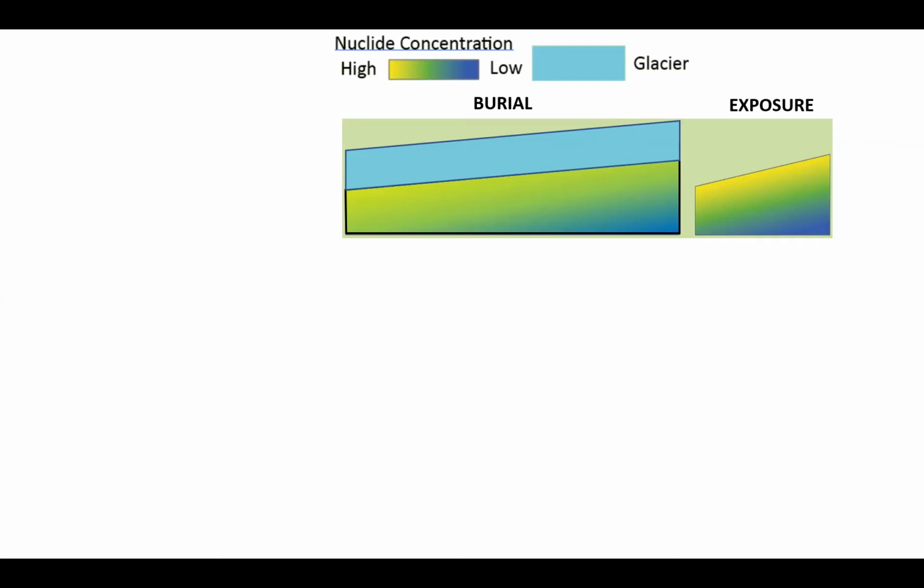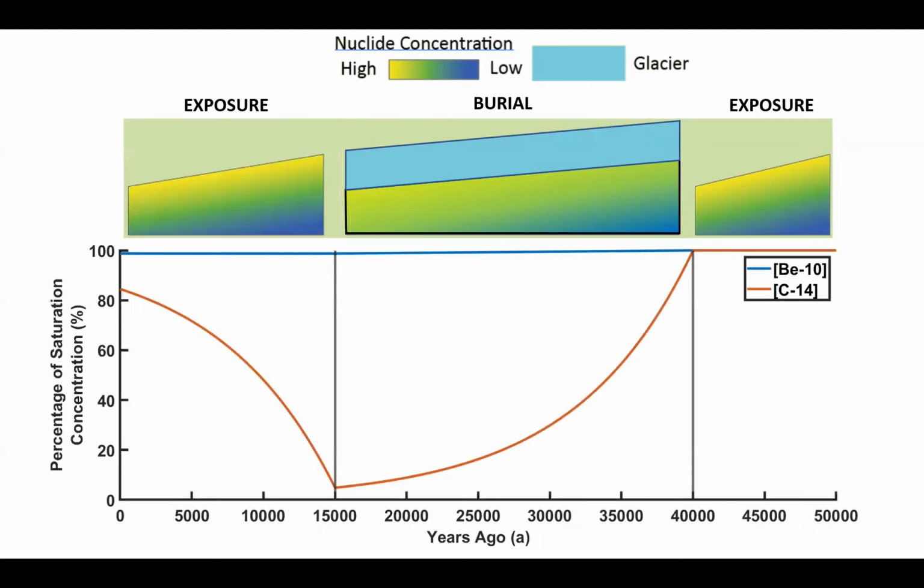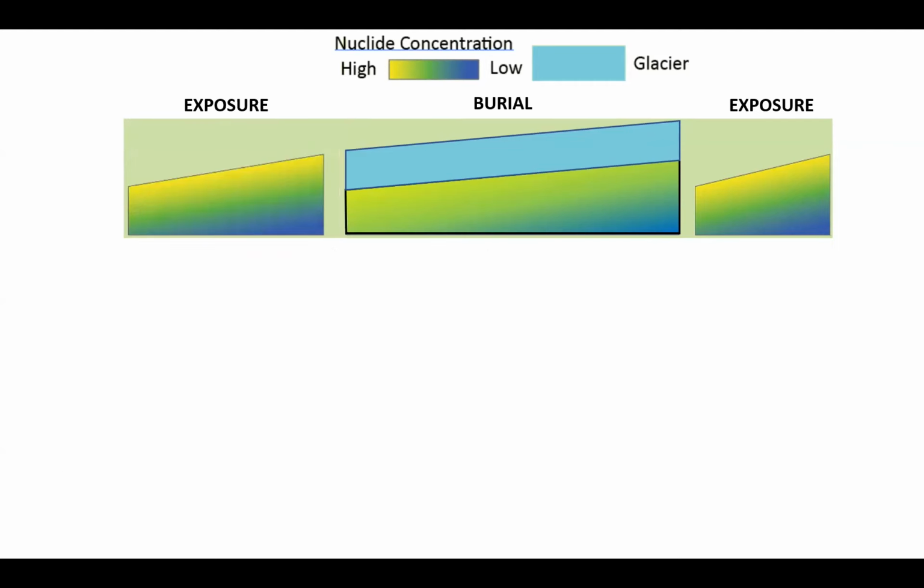The concentration falls until it reaches the new saturation concentration, at which point loss to decay is again balanced exactly by production. Were the rock then re-exposed, the radionuclide concentrations would then increase again, increasing back to the surface saturation concentration. Thus, a sample must be buried for a sufficient length of time in order to reset its clock.